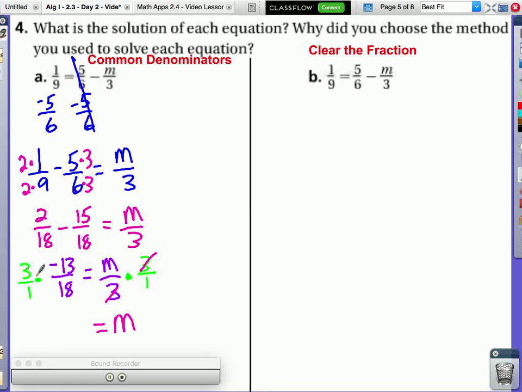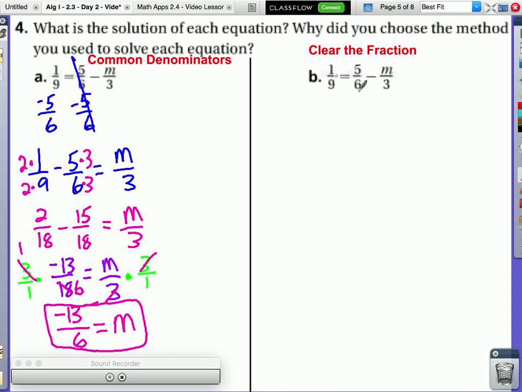We can cross cancel here. 3 goes into 18 6 times. So our answer is 1 times negative 13, negative 13 over 1 times 6, 6. As long as it's simplified, I'm okay with you writing your answers today as improper fractions.